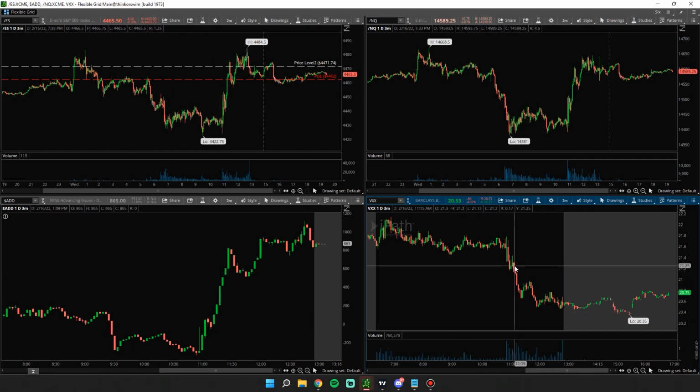And VIX, it would have been here. And on NQ, it was here. So I'm watching ES, NQ, and AD to make sure they're all going negative when I'm entering into a put. And I'm watching VIX to make sure that it's going green when I'm going into a put. And then the inverse for calls. I want VIX going red, NQ, ES, and AD going green.